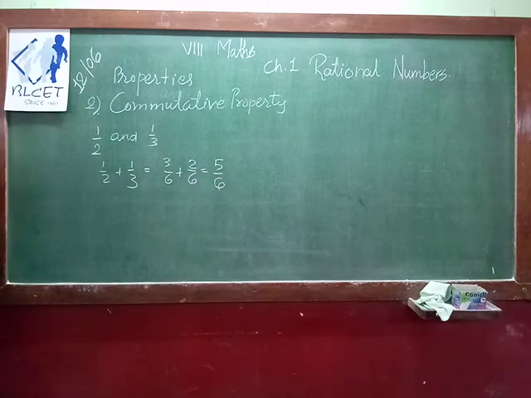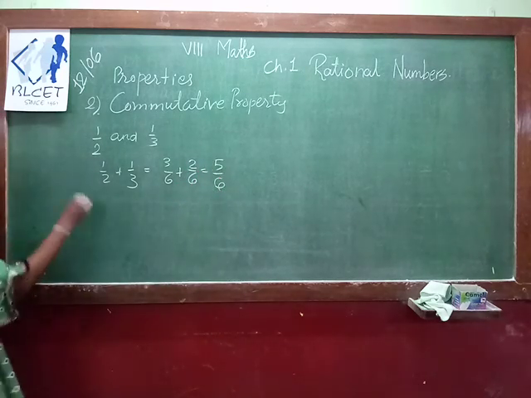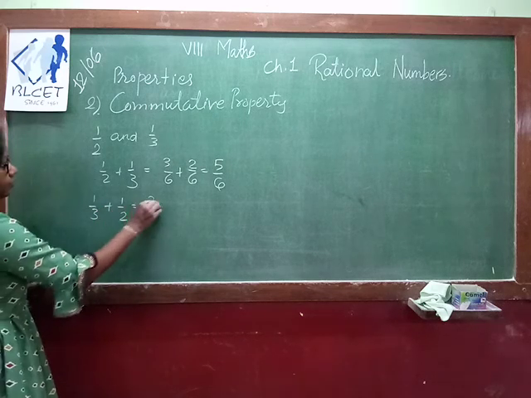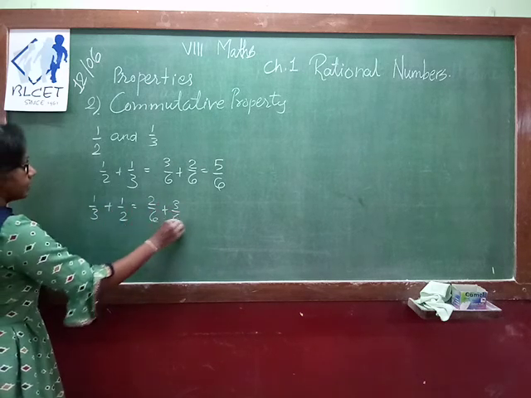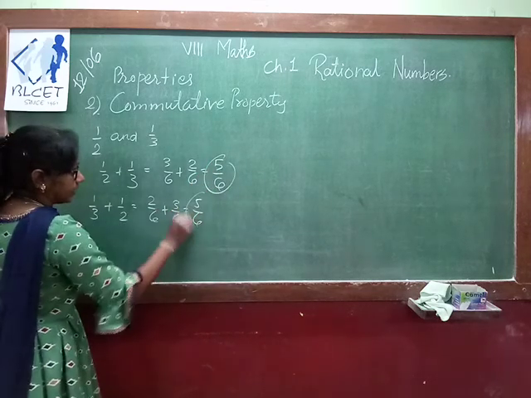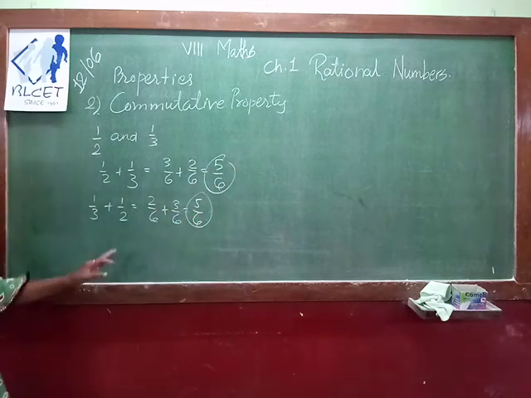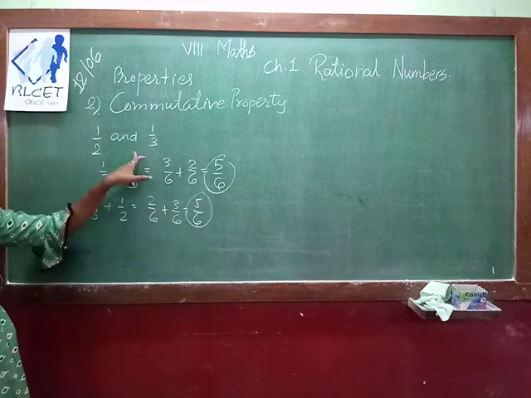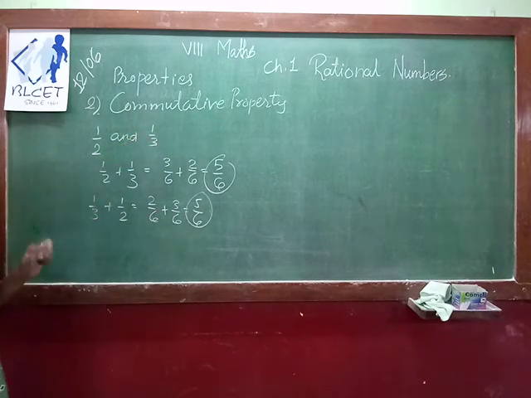We know now how to do it. Now you should change the order: 1 by 3 plus 1 by 2. What is the answer again? 2 by 6 plus 3 by 6, 5 by 6. So in both ways you are getting the same answer. So what we can say, the closure commutative property holds for addition for rational numbers.